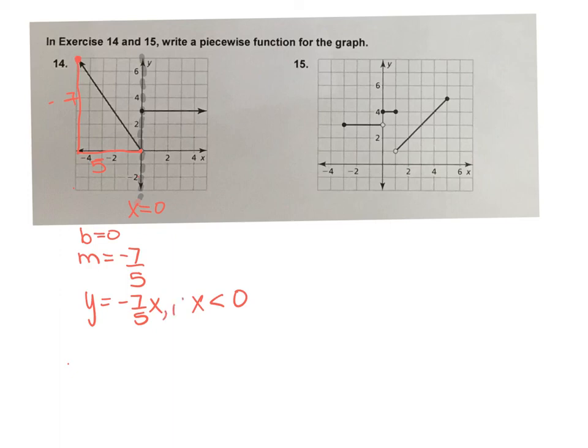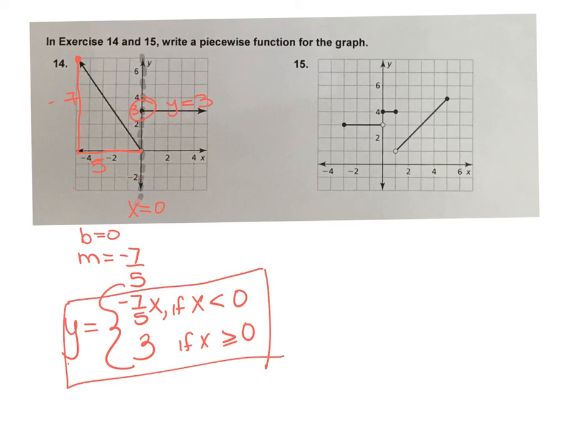So if x is greater than 0. And then the second equation here, this is a closed circle. It's equal to 3. So it's horizontal, so that's just the line y equals 3. So y equals 3 if x is greater than or equal to, because this is a closed circle, 0. And then we put it together with this curly brace. Basically we take off our y equals. We put a big curly brace, and that equals your y, or f of x. And that's your final answer.